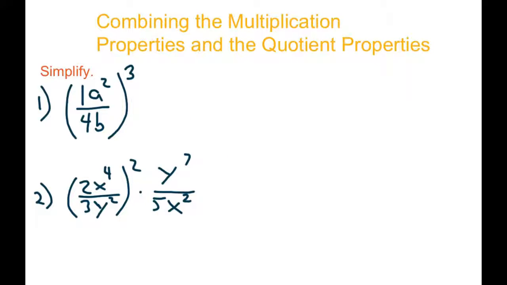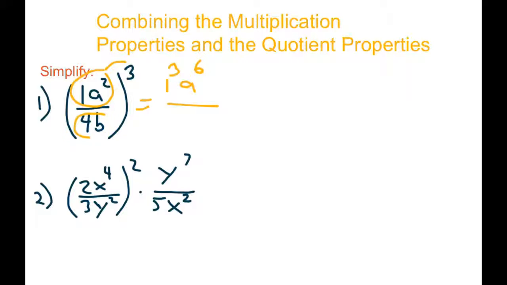All right, now we're going to combine the multiplication properties and the quotient properties. So for this first problem, inside the parentheses I have 1a squared over 4b. All that is being raised to the 3rd power. So all of this in here has to go to the 3rd power. The 1 and the a squared. So 1 to the 3rd power. A squared to the 3rd power. If I'm taking a power to another power, I multiply. 2 times 3 is 6.